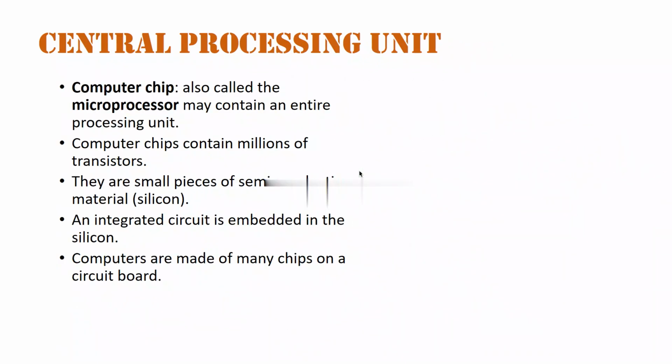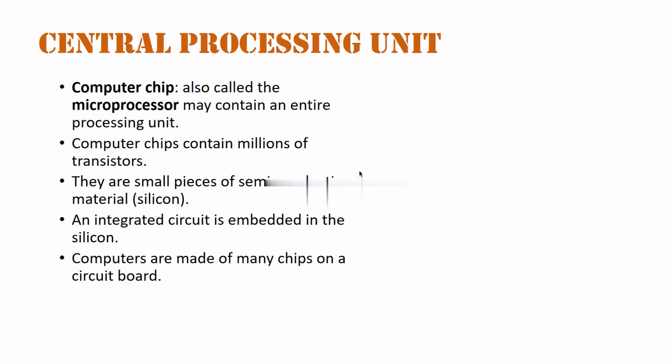So what is the next thing that we need to know? The central processing unit has what is called a computer chip, which is also called the microprocessor, that contains the entire processing unit of the system. Now, the computer chips always contain millions of transistors, which are joined to form what is called a computer chip.